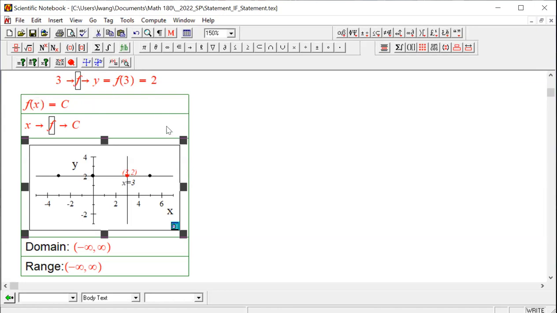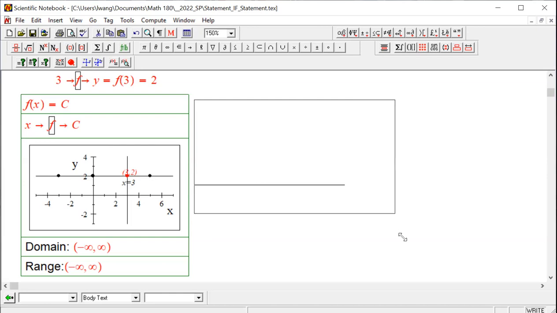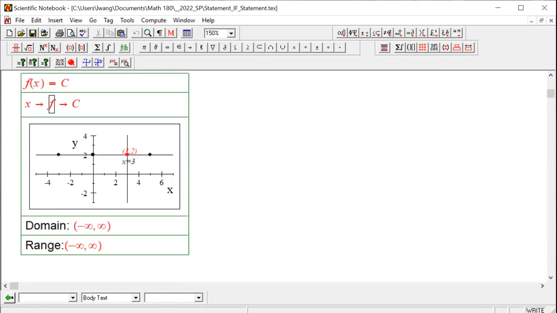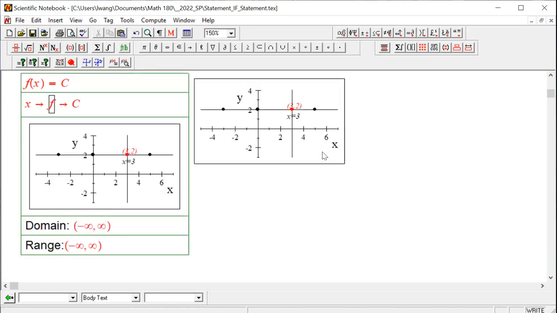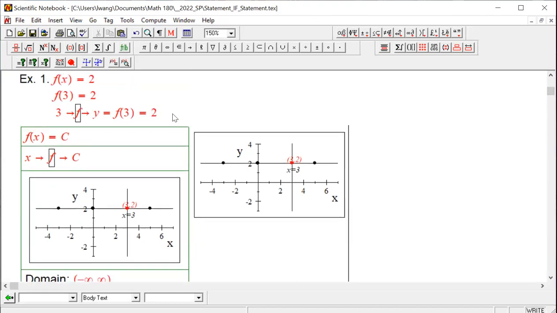If I have input with any other number, I'm going to take this piece and put it right here. But what if I draw another vertical line? In other words, if I give another input, it will be a repeat of the same process.